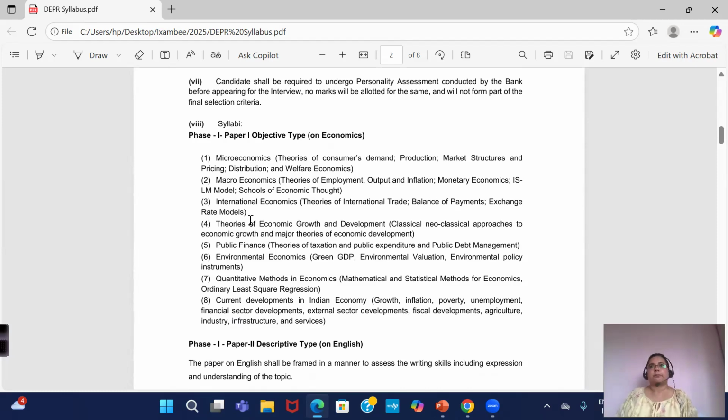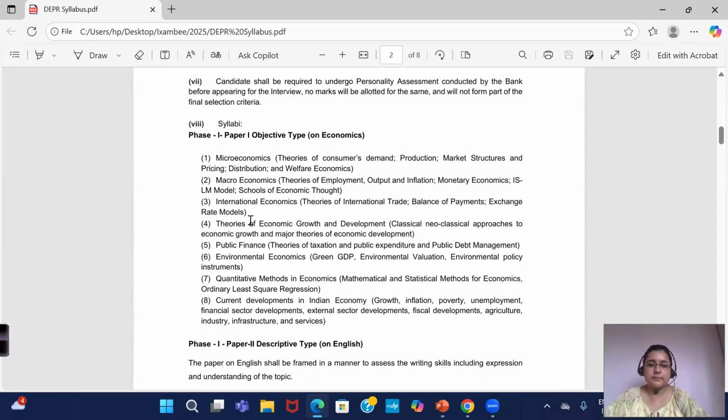And then for econometrics, as it is mentioned, ordinary least square regression is very important. You can focus on dummy variables. You can focus on recursive models, simultaneous equation models. So these are the few things that you have to focus upon.